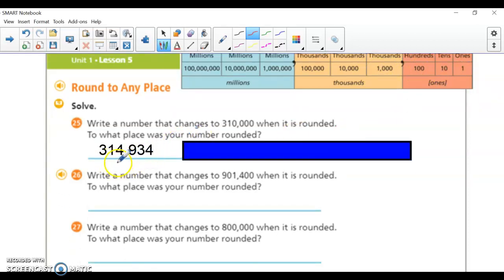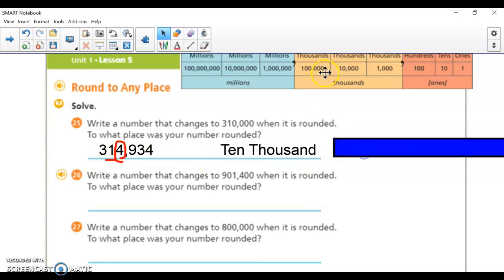And so if I look at my 10,000s place, right here, that 1, it either stays a 1 or it's going to go up to a 2. But when I look next door at my 4, 4 or less, let it rest. So that means it would get rounded to 310,000. And I rounded it to my 10,000s place, right? So use this chart to help you with that.